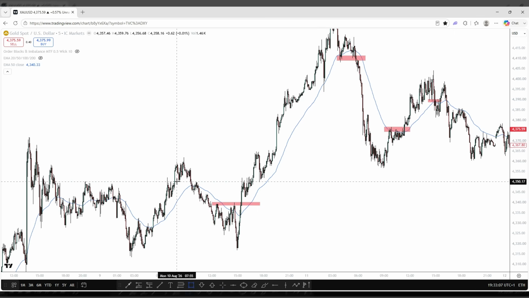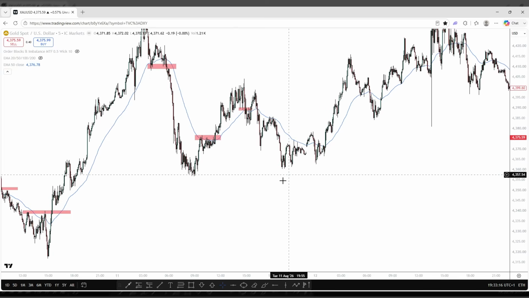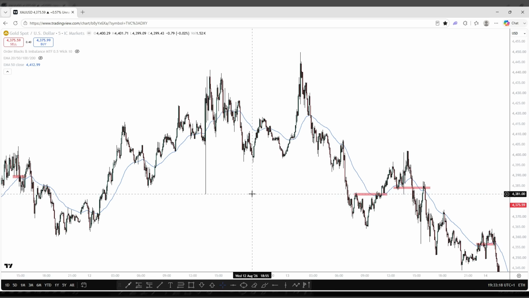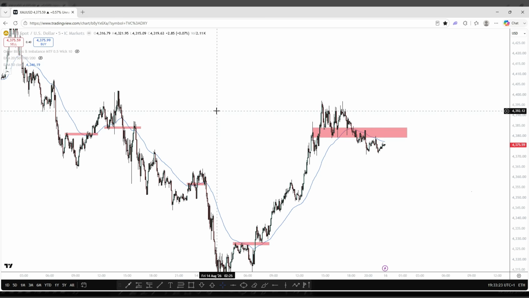I don't want to make it complicated for you. Once price breaks through that EMA, what you want to then be doing is changing your bias in the direction of the EMA change. Is it going to work every single time? No. However, is it going to work a lot of the time with a good risk to reward? Yes.